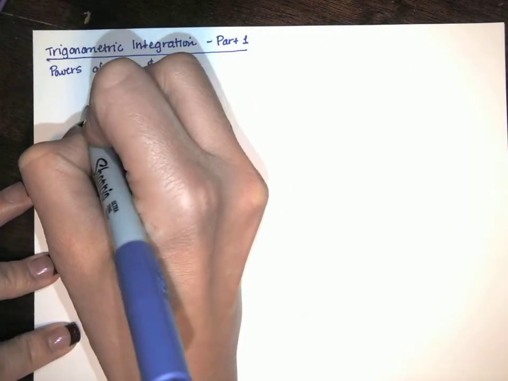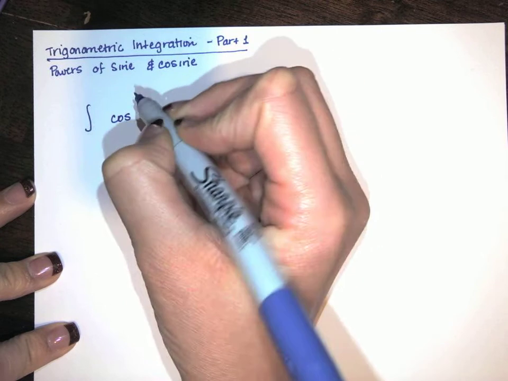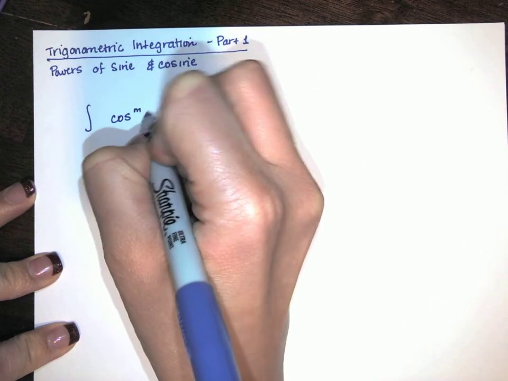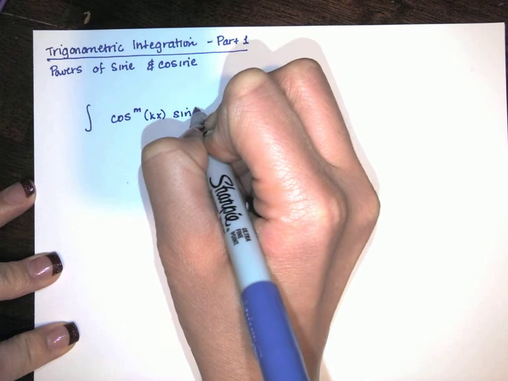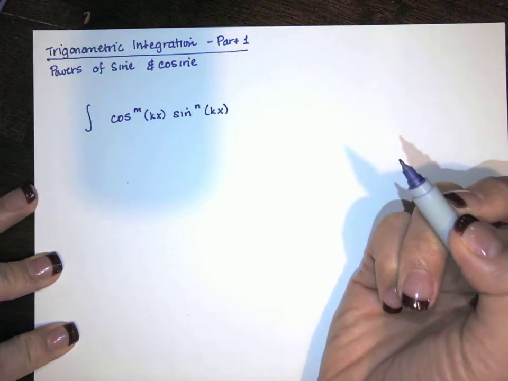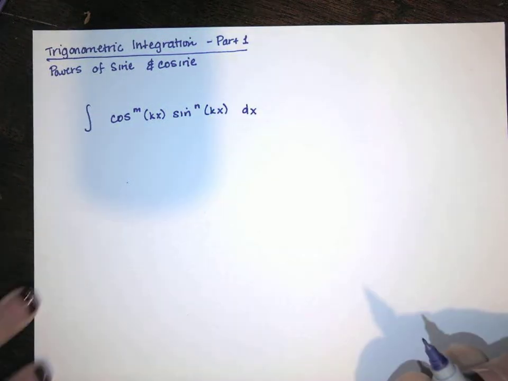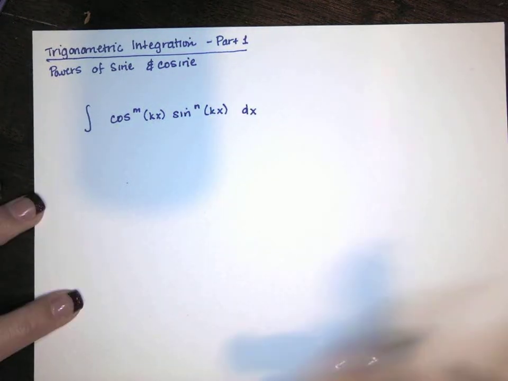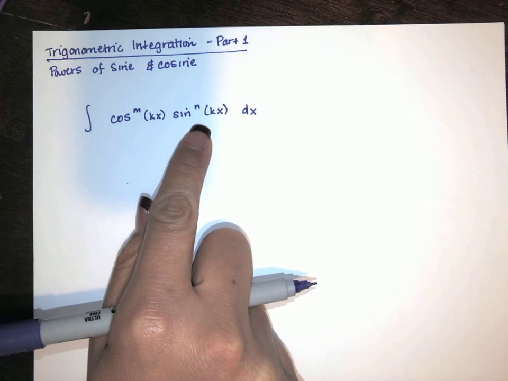So let's say you've got this, the integral of cosine to the m of kx times sine to the n of kx. Notice the angles are the same. Both sine and cosine are evaluated at kx, and the cosine function is raised to the mth power and the sine function is raised to the nth power.